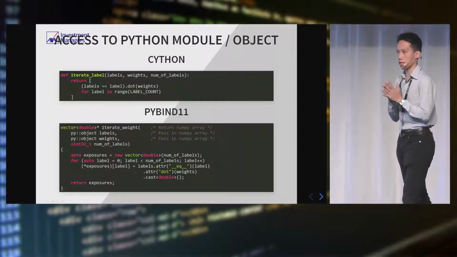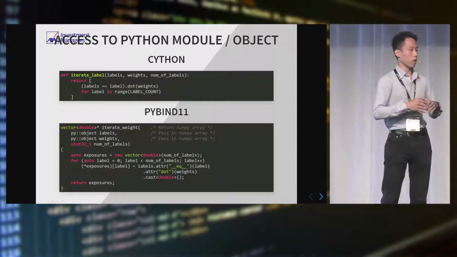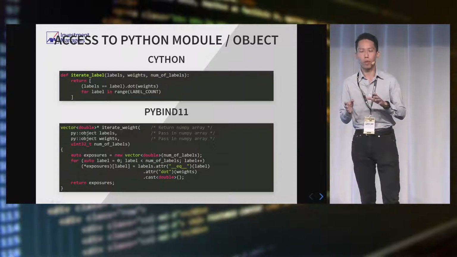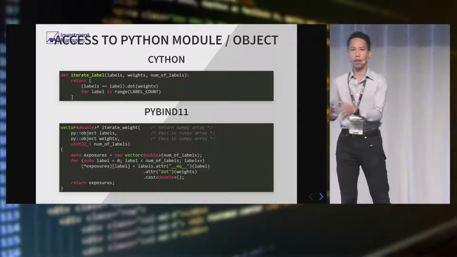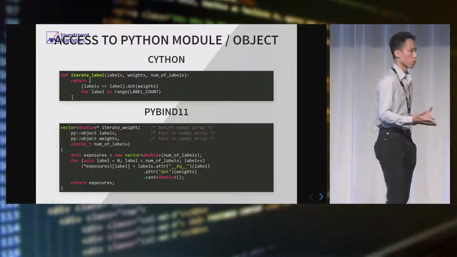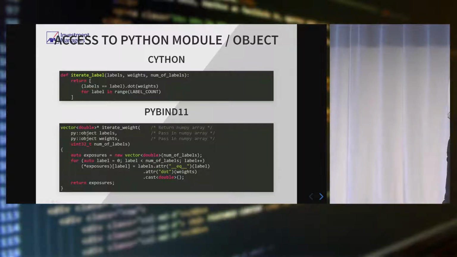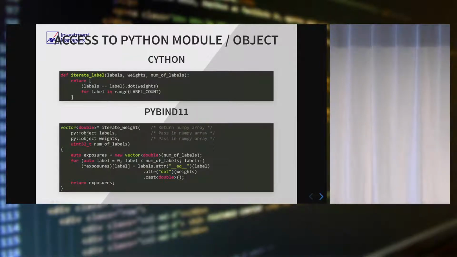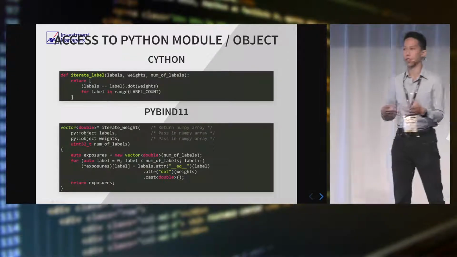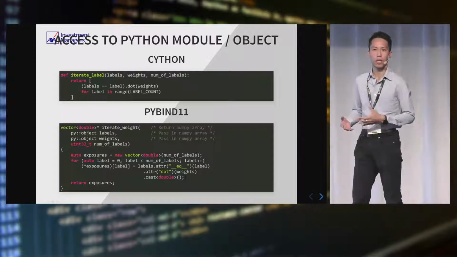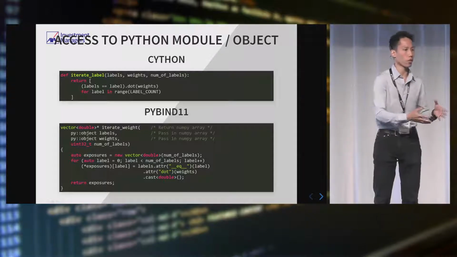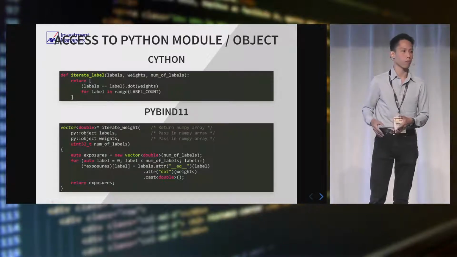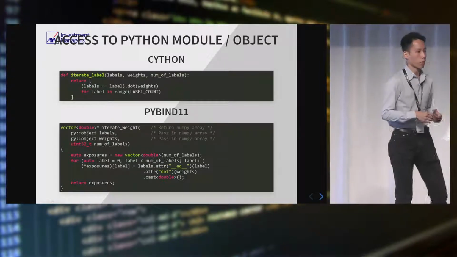This topic is, I would say, sensitive, because if you start to write C extensions, you may not want to access the Python object or module. But in case you would like to, it is feasible for both. In Cython, it is pretty straightforward. You just write the Python-like code, and Cython will determine which part is at the C level and which part is at the Python level. But in Pybind11, it is the same kind of implementation.